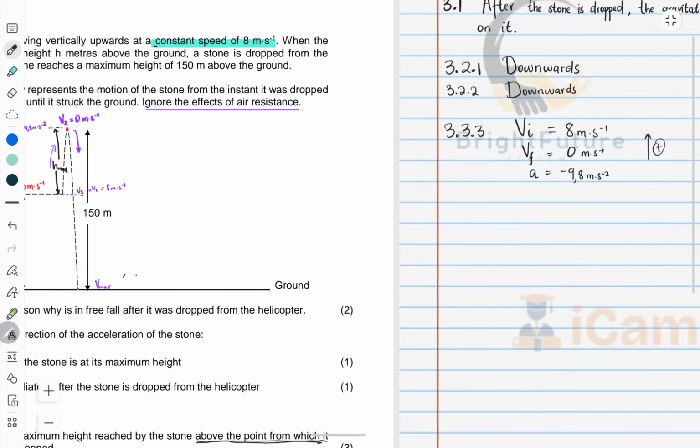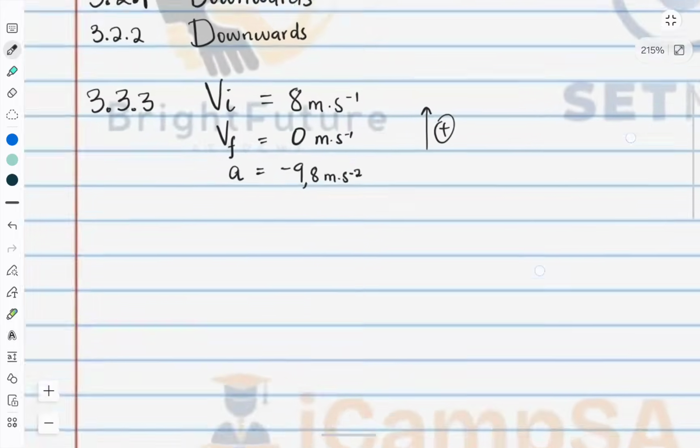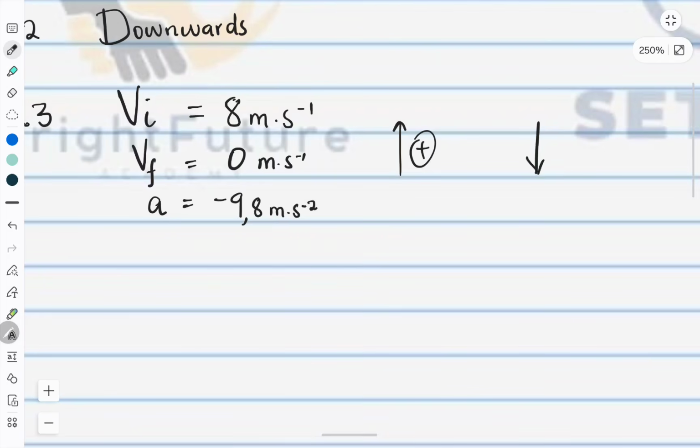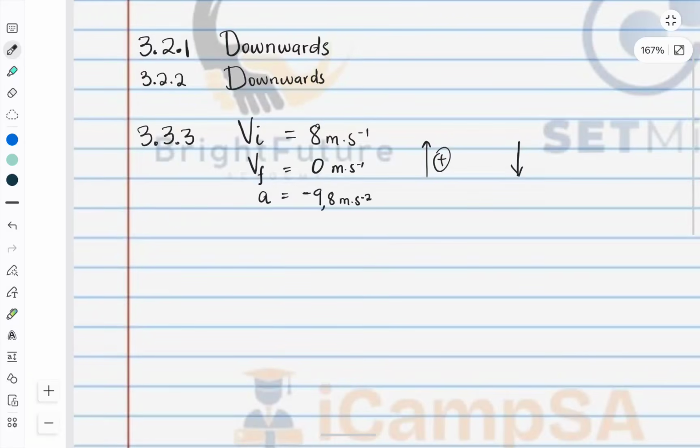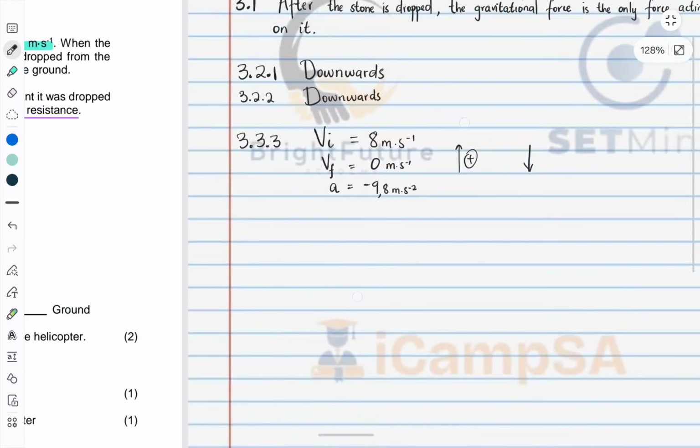If you chose down as positive, it means your A would be positive, but then your VI would be negative. So I choose up as positive, because that's where the stone is going, so that the only thing I change is the acceleration.